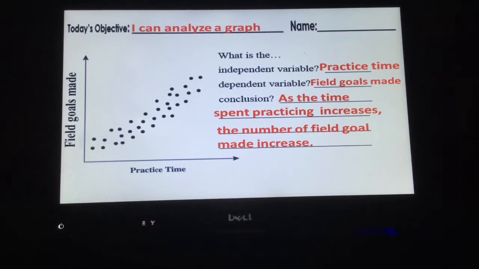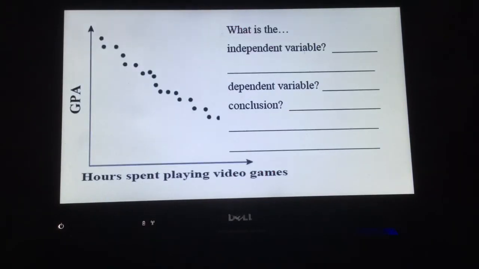Okay? Now, here's the next graph. The next graph represents, down here, it says hours spent playing video games, and over here GPA, which is grade point average. I want you to answer the questions on the side over here. Go ahead and do that and come up with a conclusion.